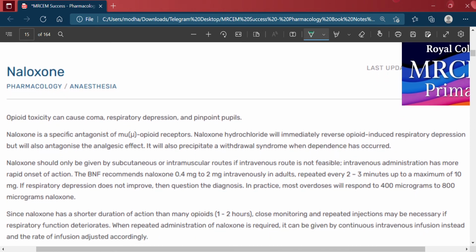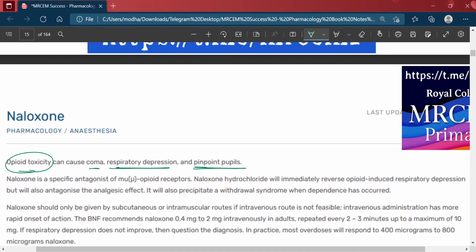Then naloxone. Opioid toxicity can cause coma, respiratory depression, and pinpoint pupils. Naloxone is a specific antagonist of the mu opioid receptor.